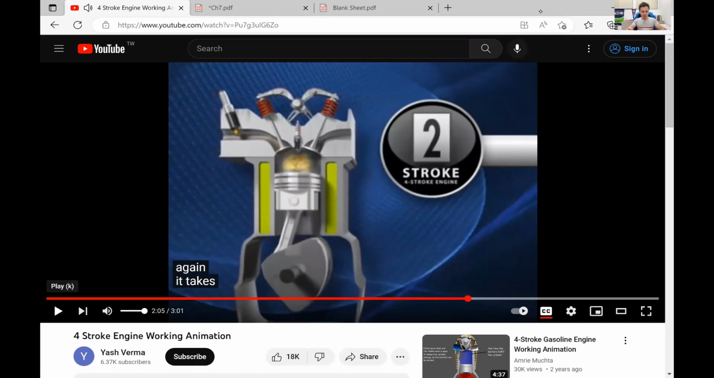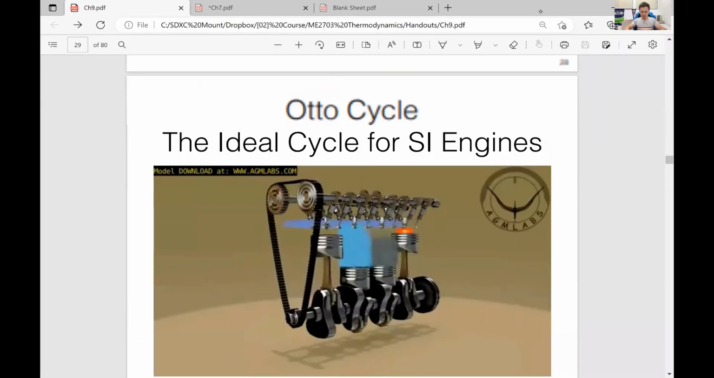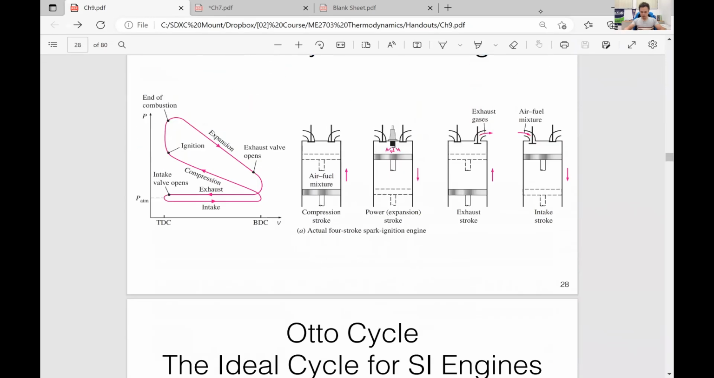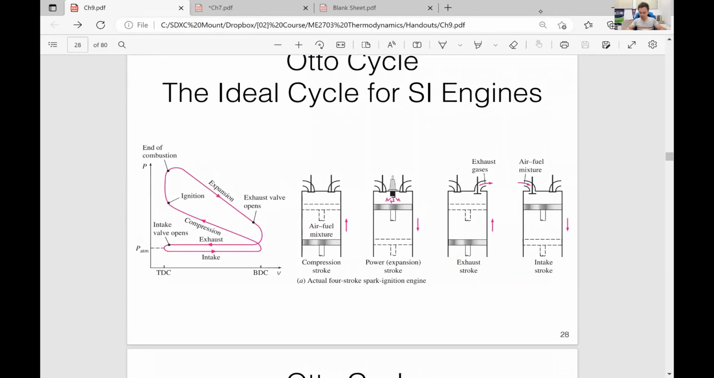All right. So this is a very typical four-stroke engine. So in the video, it takes the intake stroke as the first one, but it really doesn't matter. So we can take the compression stroke as the first stroke. It doesn't matter because it's a cycle. Combustion stroke is the power stroke.